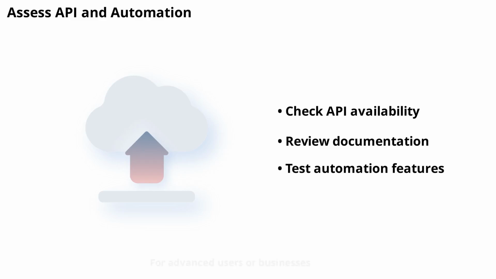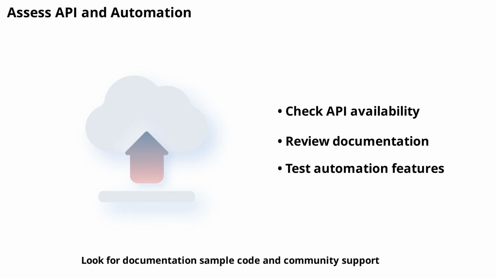For advanced users or businesses, APIs and automation can be game changers. Check if the provider offers robust APIs for integrating with your systems or automating workflows. Look for documentation, sample code, and community support. Automation features can save you time and enable more complex use cases.